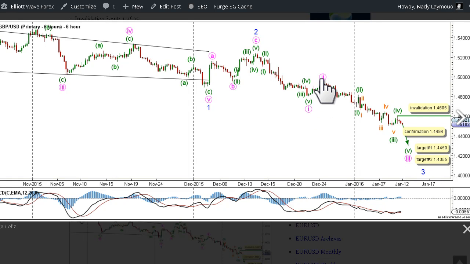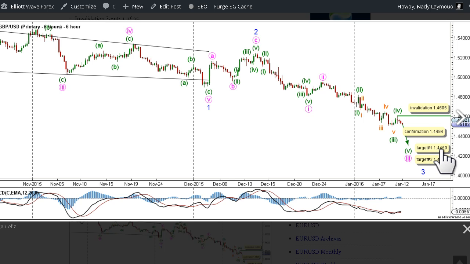wave 3 blue, waves 1 and 2 pink are complete, with wave 1 pink unfolding as an impulse labeled waves 1 through 5 green. With wave 3 pink underway, it's expected that waves 1 through 4 green are complete, and that wave 5 green is unfolding downwards. This count would be confirmed by movement below 1.4494, and we have 2 targets for the completion of wave 5 green and therefore wave 3 pink.